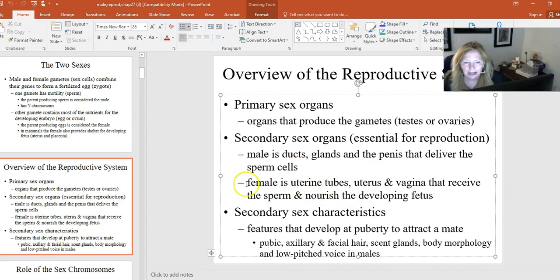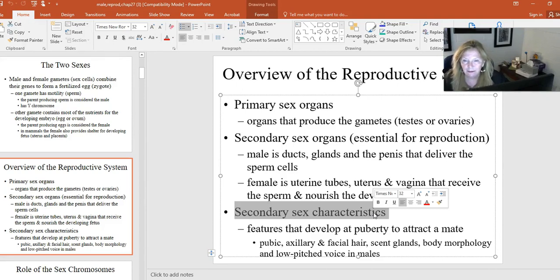To the female. In a female, the uterine tubes, which are sometimes referred to as fallopian tubes, the uterus itself, the vagina, that receives the sperm and then acts as a birth canal when the fetus is being delivered. So these secondary sex organs also must be healthy and they must be functioning. It isn't just about the testes and ovaries. The secondary sexual characteristics also are important, and when we think about those, we think about the things that you see, the changes on gross anatomy that happen at the onset of puberty.